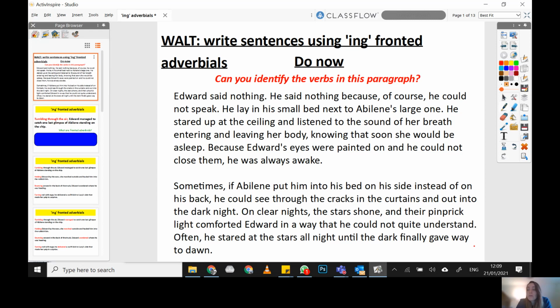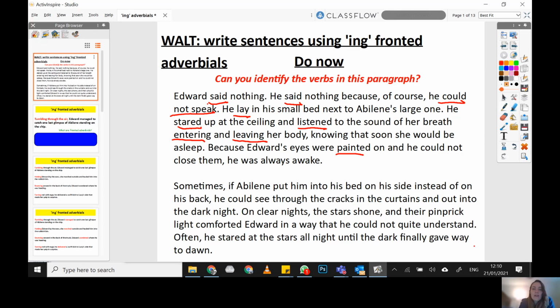I'm going to quickly run through most of them. Hopefully I get to all of them. There's so many action words in this paragraph, and you can see if you got them right. So we've got Edward said nothing. He said nothing because he could not speak. He lay in his small bed. He stared up at the ceiling and listened to the sound of her breathing. We've also got her breath going, entering and leaving her body, knowing that soon she would be asleep. Because Edward's eyes were painted on, he could not close them, and he was always awake.